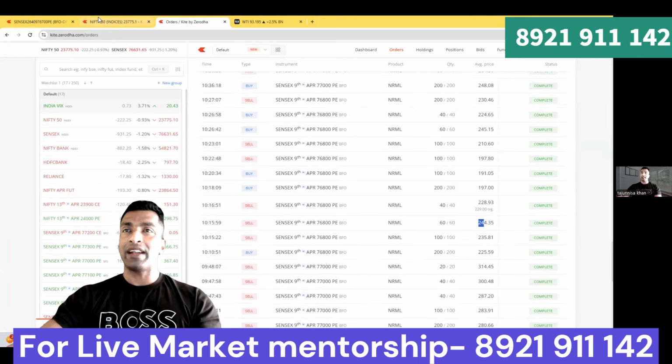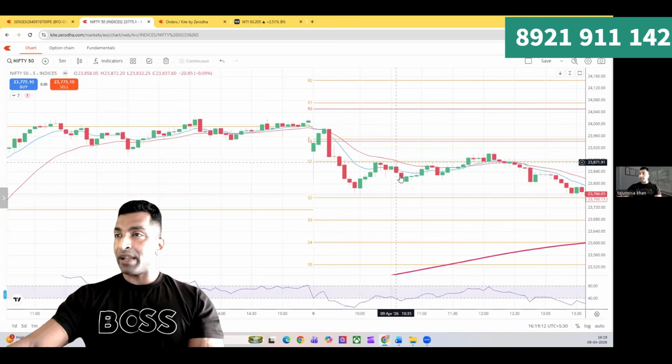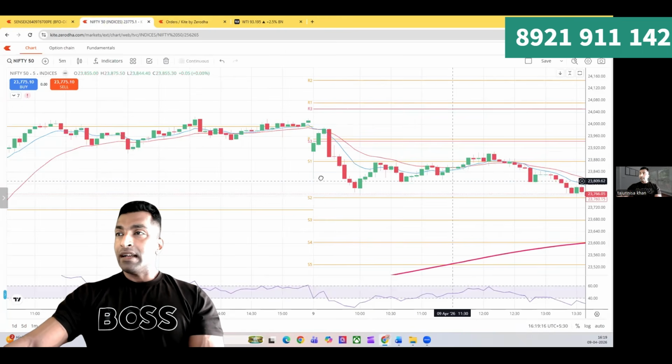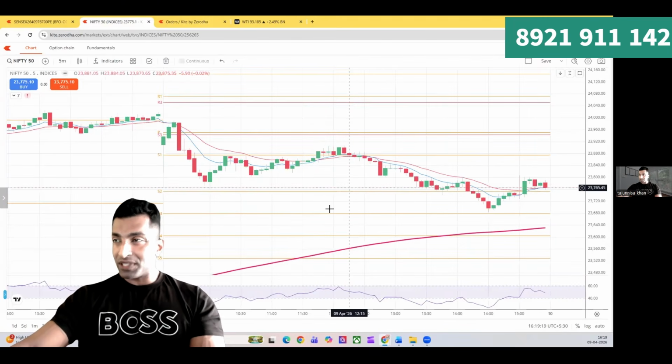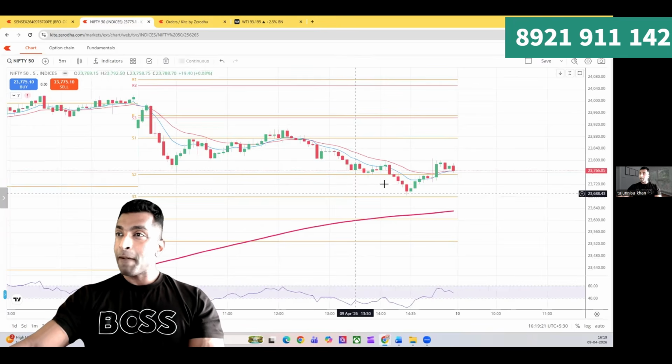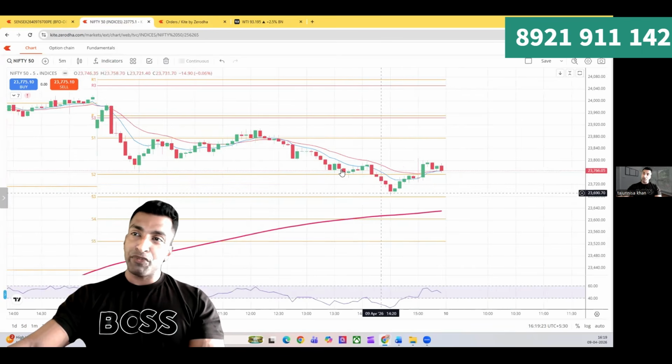And again, different entries. And again, once it came here, I got a 20 EMA entry. So this was another beautiful entry which I got. Right, now comes to the afternoon session. Now in afternoon session, there is a beautiful entry.